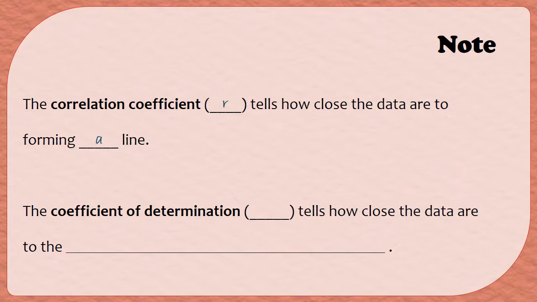The coefficient of determination, which is r squared, tells us how close the data are to the least squares regression line in particular. It tells us how close the data are to this line that we've worked so hard to find. So the correlation coefficient is a broader summary value to just, are they close to a line or not? Whereas the coefficient of determination is more specifically, are they close to the least squares regression line or not? So let's do a couple of examples of working with the coefficient of determination.